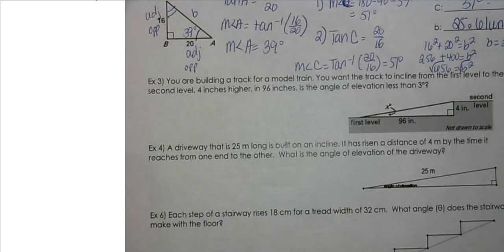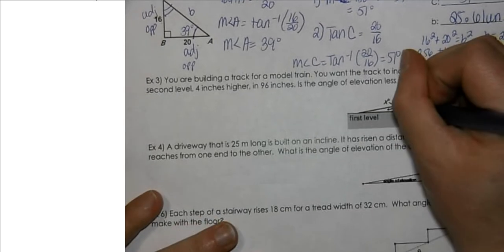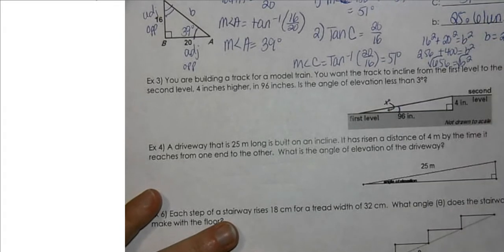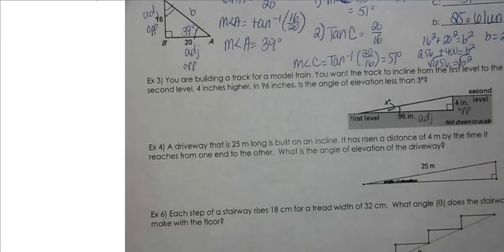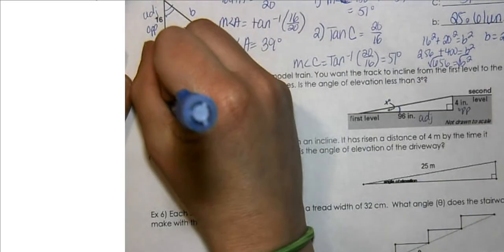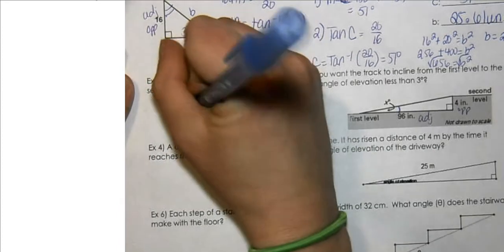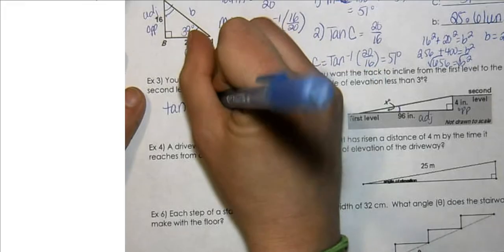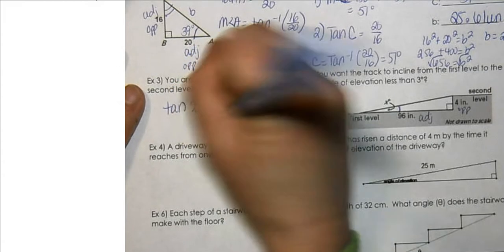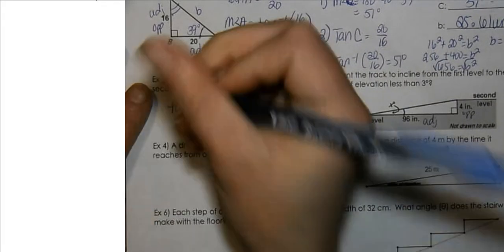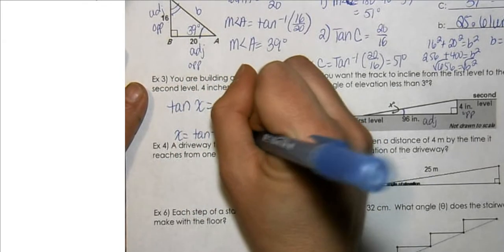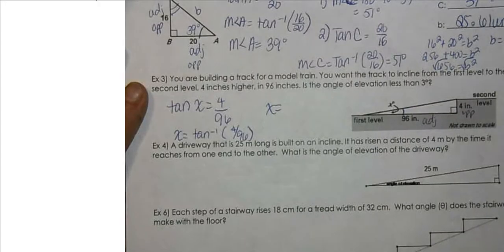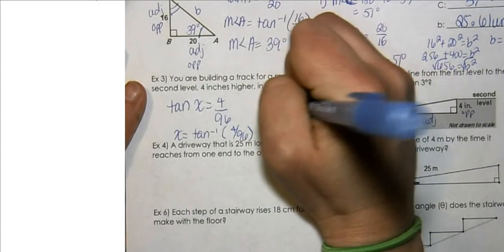So let's go ahead and write down what we know with respect to angle X. So 4 inches is the opposite, and 96 is the adjacent, and the trig ratio or the trig function that uses opposite and adjacent is tangent. So I'm going to write the tangent of X is equal to our opposite, which is 4, divided by the adjacent, which is 96. So I'm going to take the tangent inverse of 4 over 96. And when I put that into my calculator, I find that X is equal to 2.39 degrees.